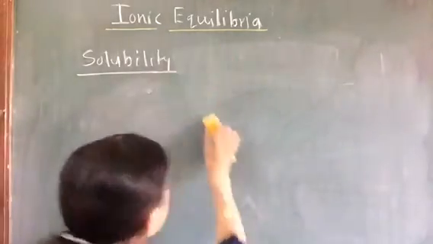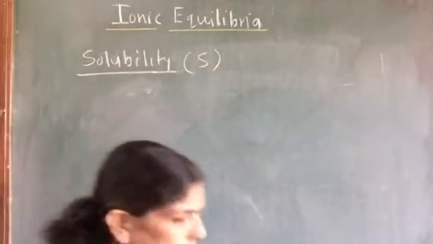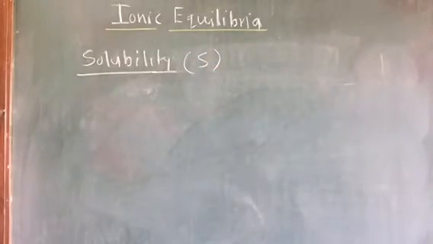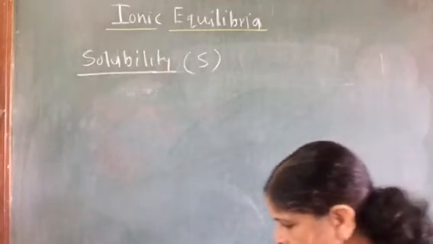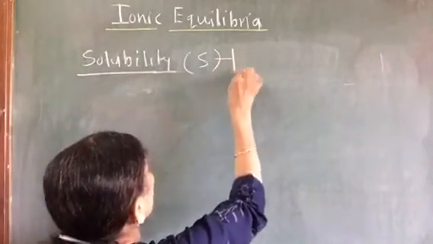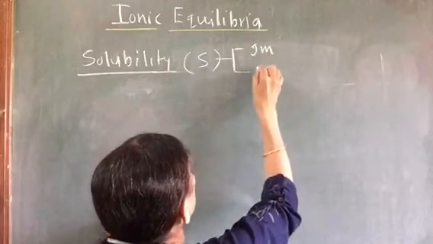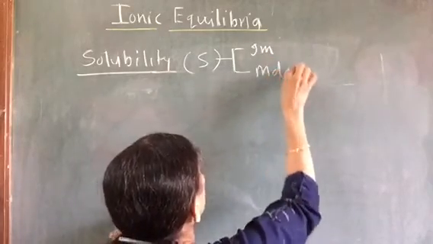Now, solubility is denoted by S. The solubility of a substance can be expressed in two ways. One is gram solubility and another one is molar solubility.